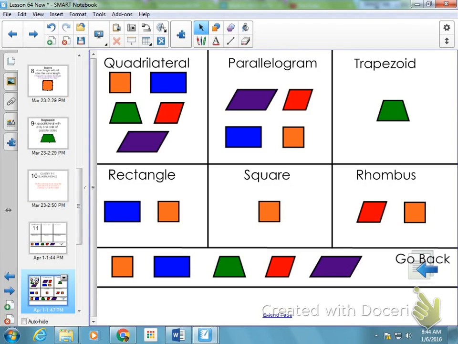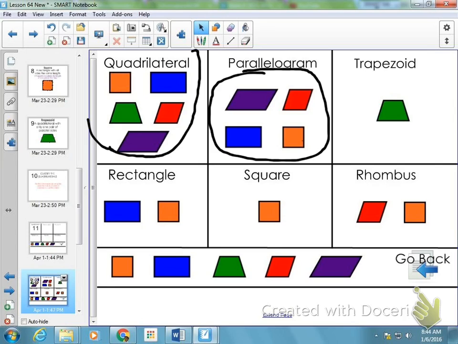Now, look at the different quadrilaterals you see. Look at how this is characterized. All the shapes in this box right here are quadrilaterals. Look at how they're different. These are all classified as quadrilaterals. Also, look at the parallelograms. In the parallelogram, I see a square, I see a rhombus, I see a rectangle, and I see a parallelogram. But everything in this category is classified as a parallelogram because it meets the definition you wrote earlier. Now, unfortunately, the only thing a trapezoid can be is a trapezoid.